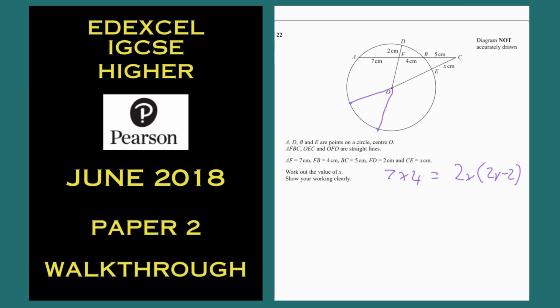So that's my starting point, and obviously we can tidy this up. 28 equals 2 lots of 2r, so 4r minus 4. Well, we can actually work out r then, can't we? The size of the radius. Add 4 to both sides and divide by 4. We get 8 for our radius.